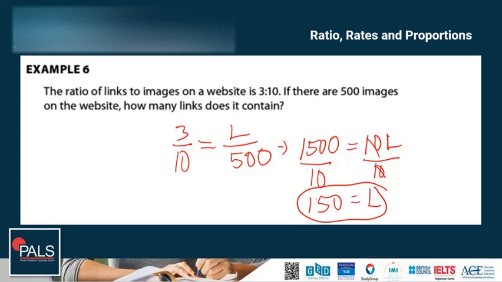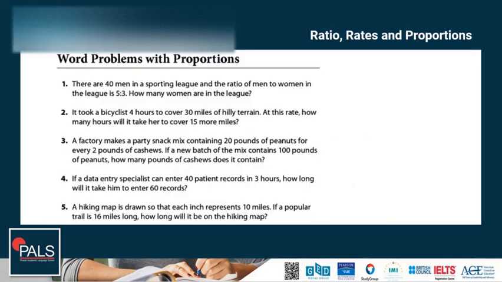Again, now is the time for you to try out. Pause the video and then try answering the questions. When you're done, continue the video to check your answer. Okay, here are the answers. Number 1, 40 is to W is equal to 5:3. W is equal to 24. So it means there are 24 women.